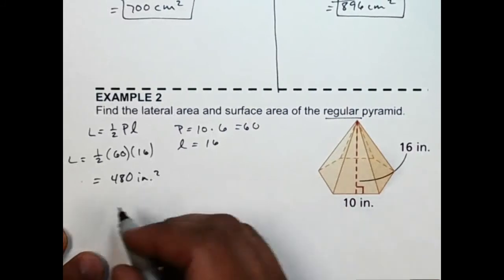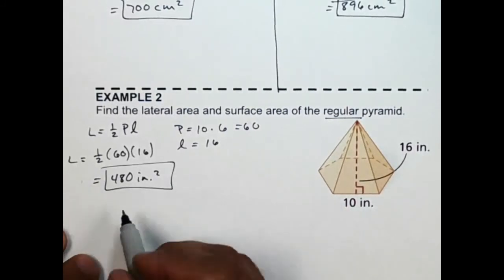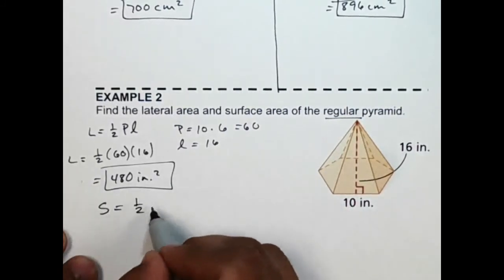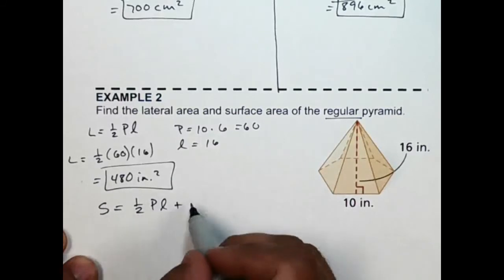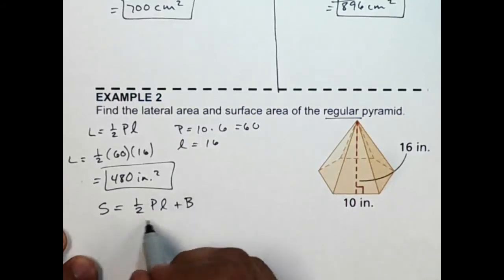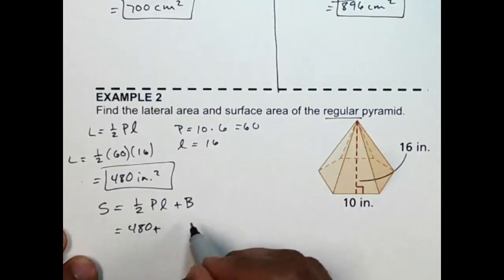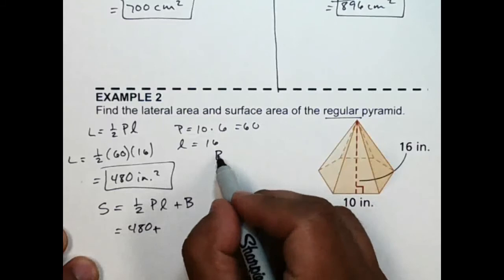Now I'm going to need to find my total surface area. It's 1/2 PL plus B. Again, we know that 1/2 PL because we just did that. 480 plus my B now. So we have to do the area of the base.